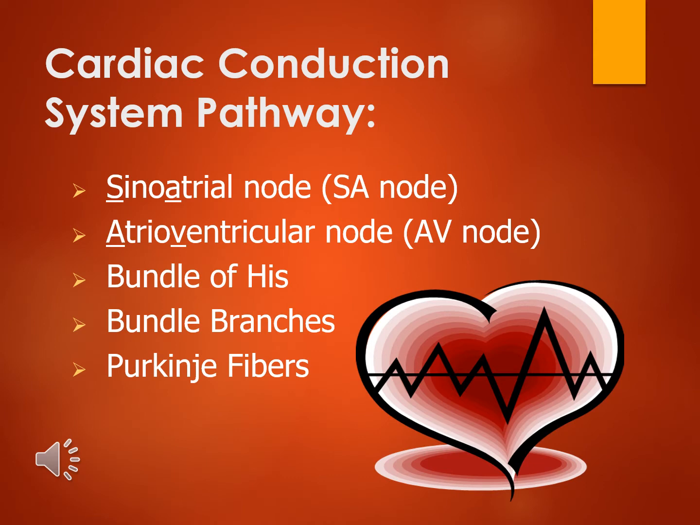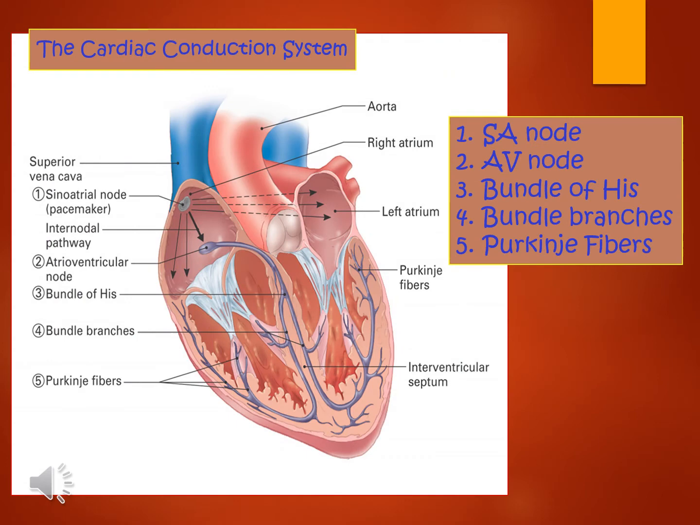So looking a little deeper at the cardiac conduction system pathway, we have an SA node or sinoatrial node, an AV node or atrioventricular node, a bundle of His, bundle branches, right and left, and Purkinje fibers that wrap around the bottom of the heart. The cardiac conduction system is diagrammed here for you.